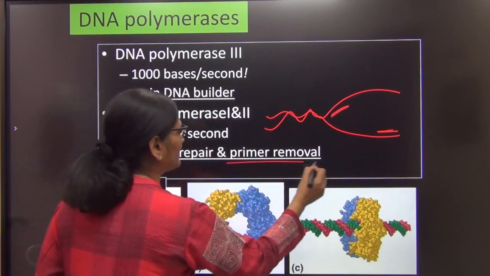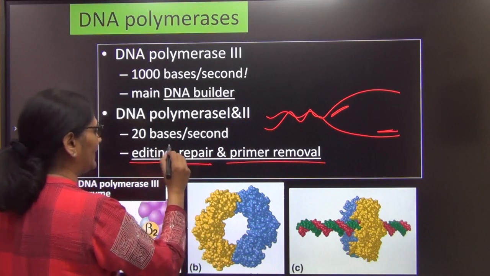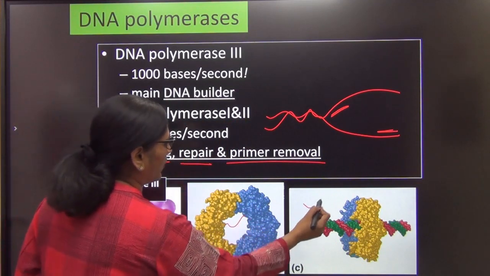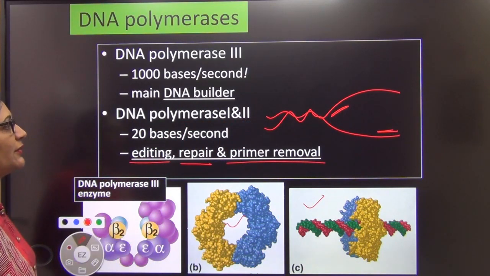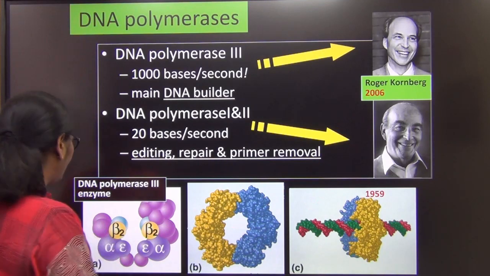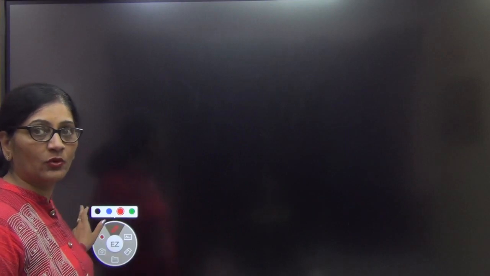So removal of these primers, then editing, repair, this is done by polymerase 1 and 2, and the repair rate is approximately 20 bases per second. At this rate they do the repair work. So with that we have completed DNA replication. Let me quickly make you all revise it and let you know how and what you will write if it comes as a 3 or 5 mark question in the board exam or the school exam. Then we will go through the NCERT to see what is written there before we conclude today's lecture.